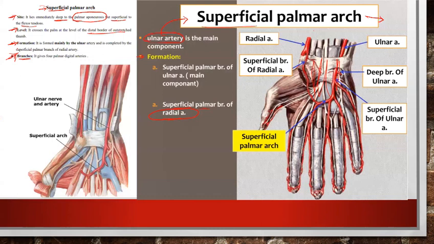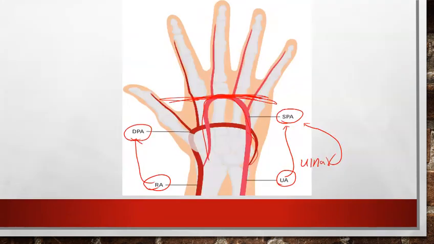The third point is the level at which the deep palmar arch crosses the palm of the hand. If we see here, it's the metacarpal bones. It crosses distal to the bases of the metacarpal bones. If we see the relation between the deep palmar arch and the superficial palmar arch, we will find that the deep palmar arch is half an inch proximal to the superficial palmar arch.